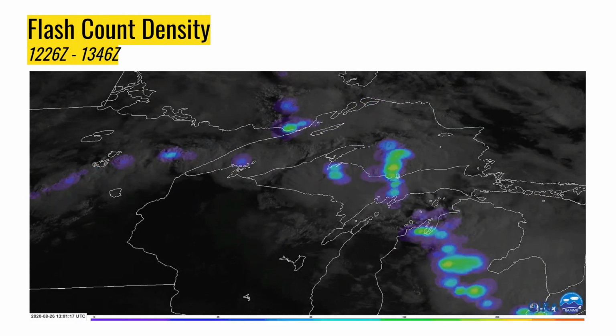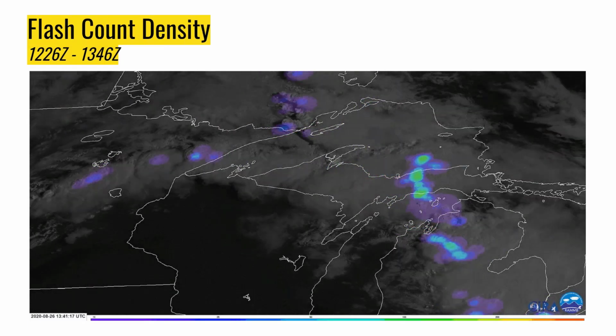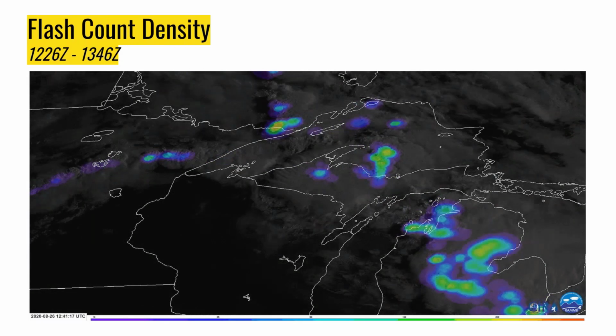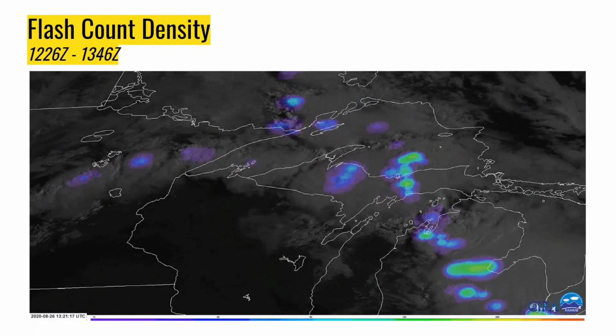And then the flash count density product just as another visualization here for that lightning activity. And again, we're focusing on the eastern part of the UP here.